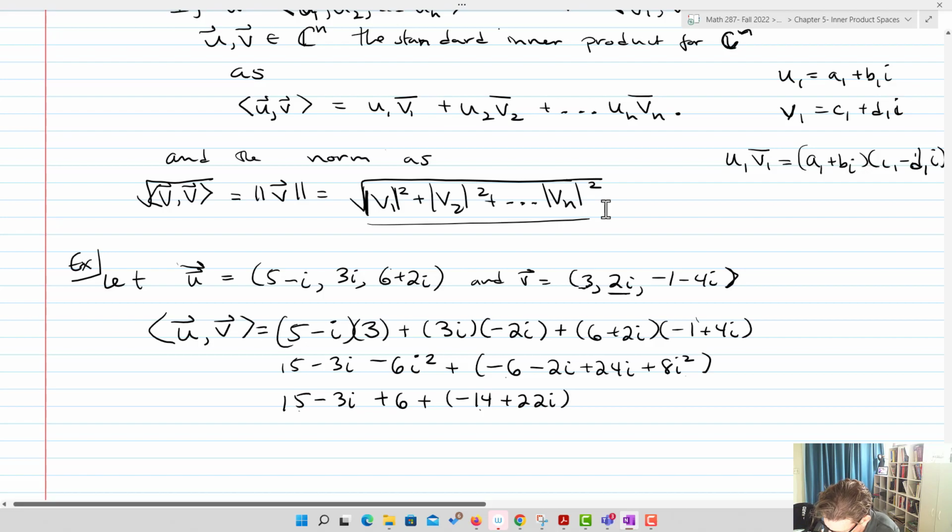15 minus 14 is 1, that's 7. And so this ends up being negative 3i plus 22i. So this is 7 plus 19i. And there is the dot product, right?